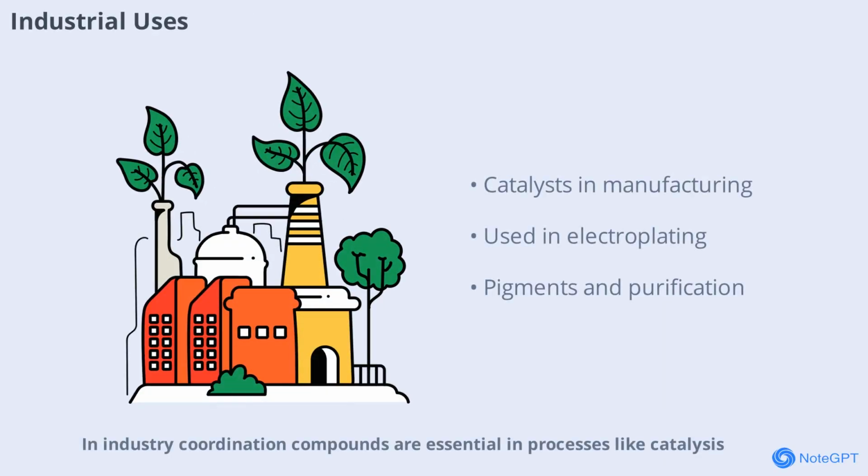In industry, coordination compounds are essential in processes like catalysis, electroplating, and pigment production. For instance, catalysts based on coordination complexes speed up chemical reactions in the manufacture of plastics and pharmaceuticals. Coordination compounds also play a role in water purification and metal extraction, showcasing their importance in modern technology.